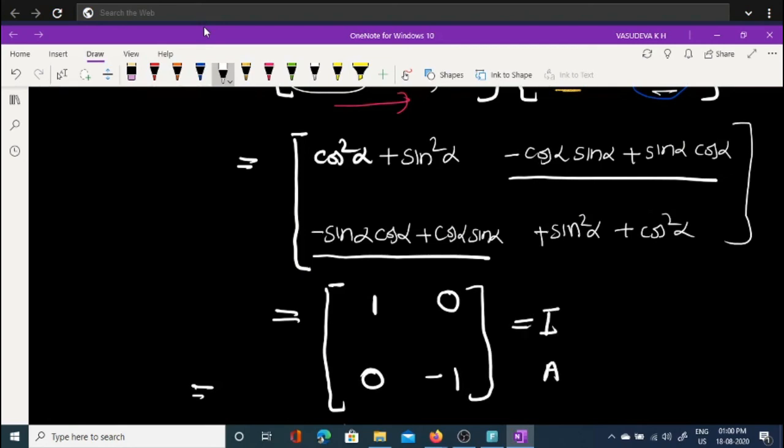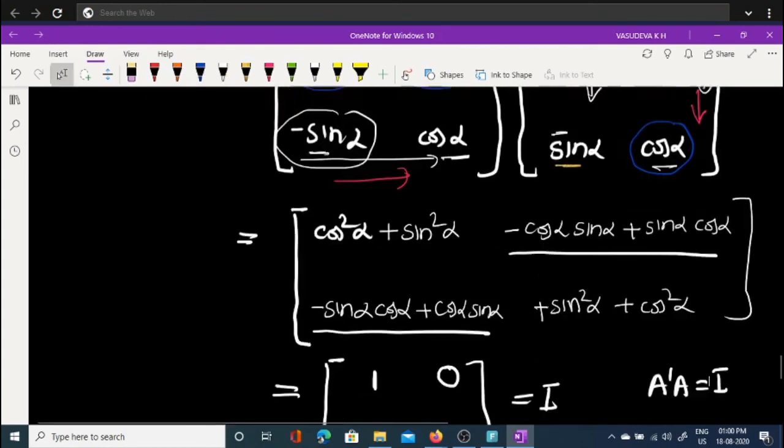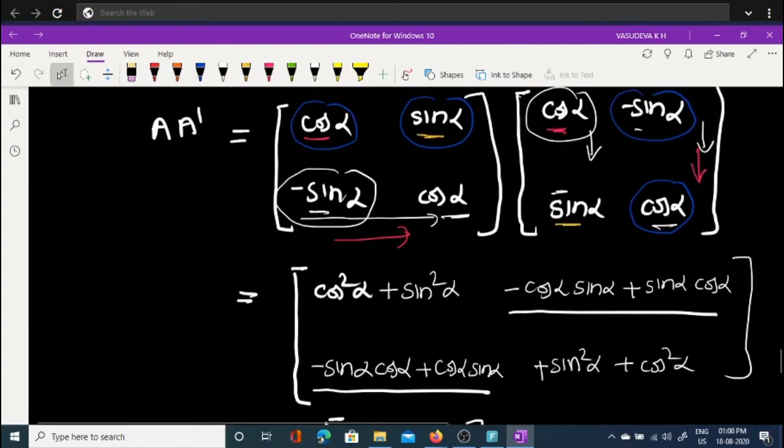So therefore we have shown that A into A dash is equal to I. Also we can have A dash into A is equal to I. So both are the same.